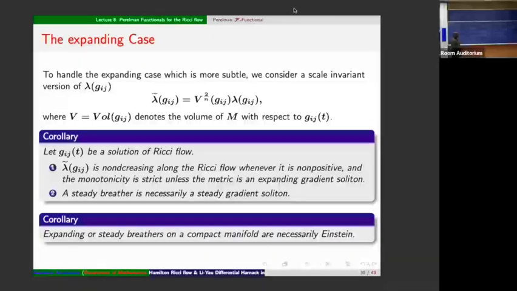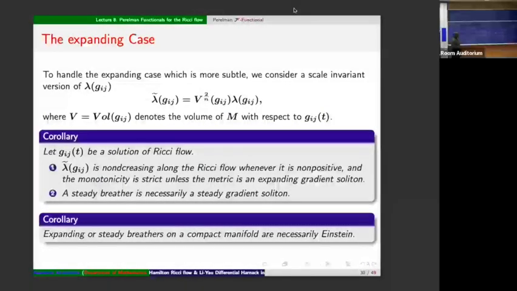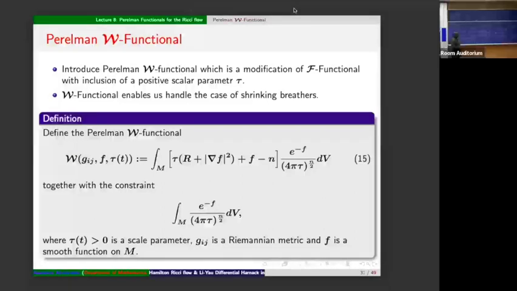So we can now say that expanding or steady breathers on a compact manifold are necessarily trivial. So this functional has helped us to rule out steady and expanding breathers. To do the same for shrinking breathers, this energy functional is defined. This one is a modification of the F energy.